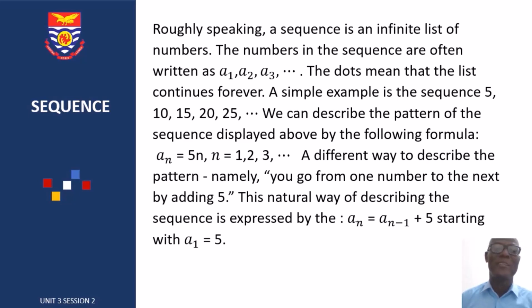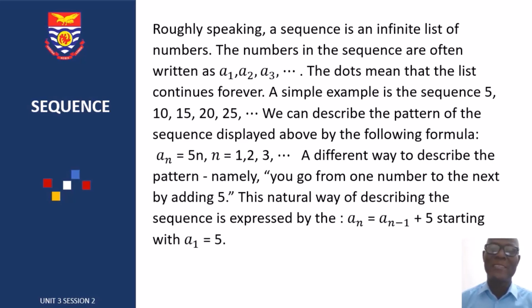Now, another way of obtaining these numbers is a subscript n is equal to a subscript n minus 1 plus 5, starting from the first term, a subscript 1, which is 5. What it means is that if n takes 2, then a subscript 2 is equal to a subscript 1 plus 5. Already we know a subscript 1 is 5, so 5 plus 5 is 10. That is the second term.